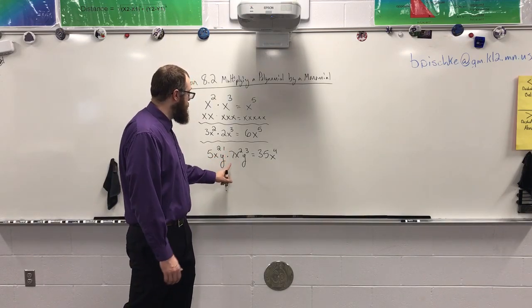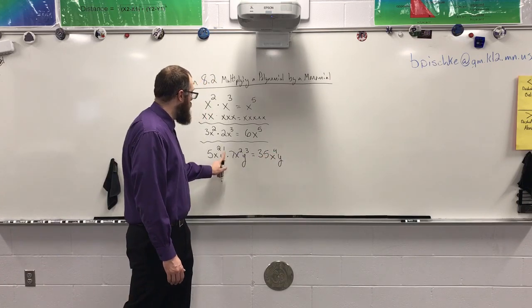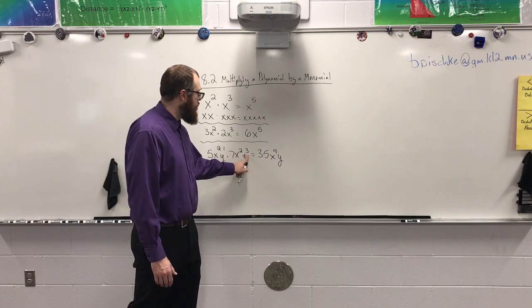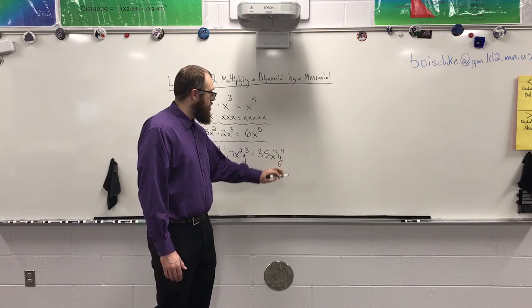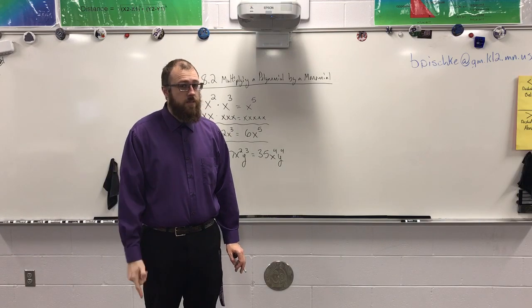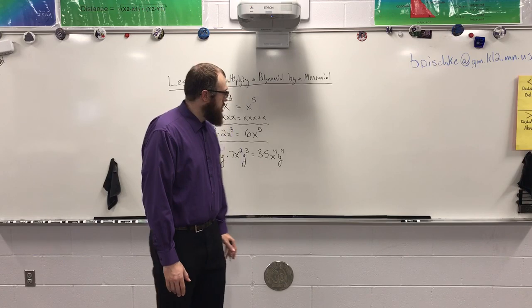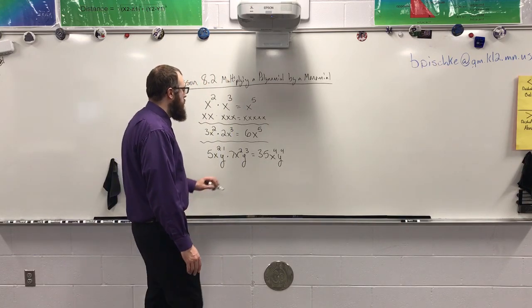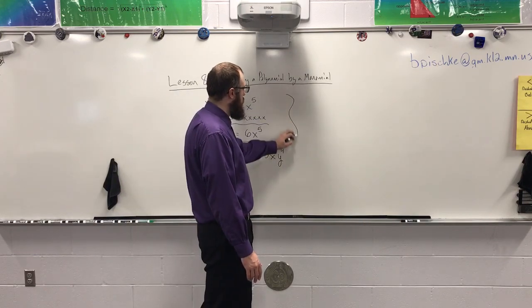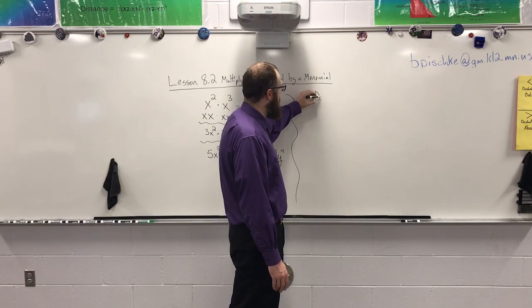So that becomes 35x to the fourth, y to the 1 plus 3, fourth. 35 times 4 x's times 4 y's. Now the next thing we need to recall to be able to do this skill is our distributive property.